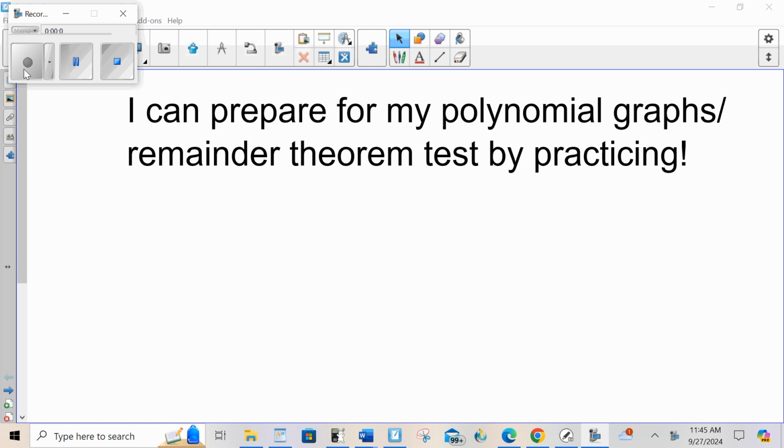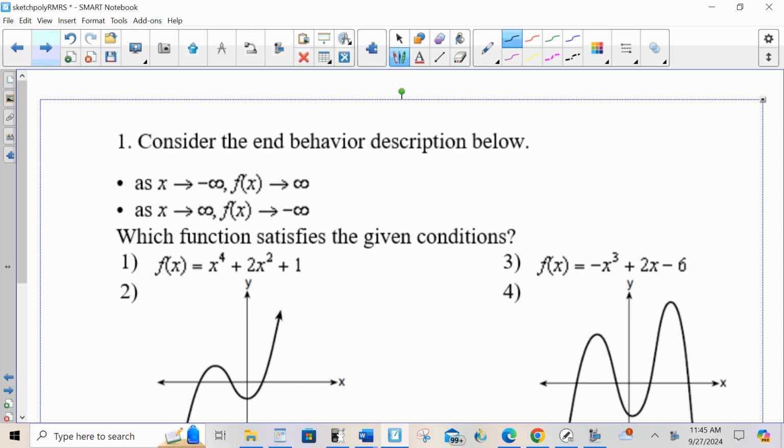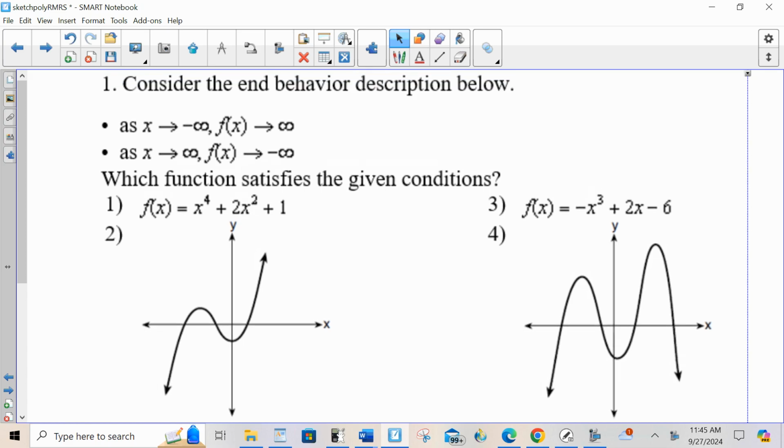Hello everybody. Today I can prepare for my polynomial graphs remainder theorem test by practicing. That's how we prepare for a math test. We practice. Let's get to it.